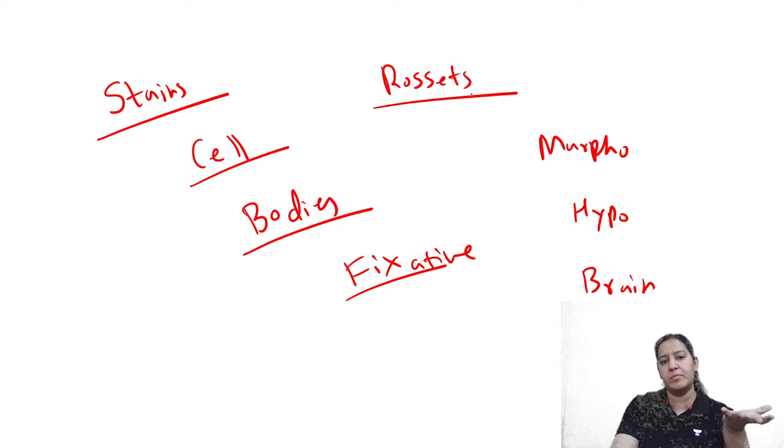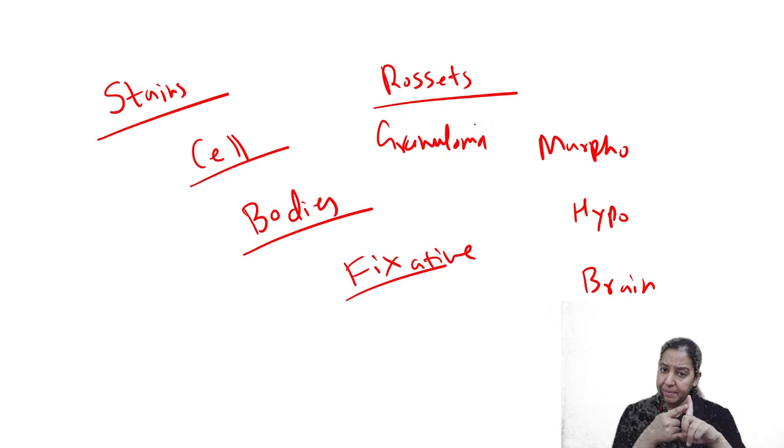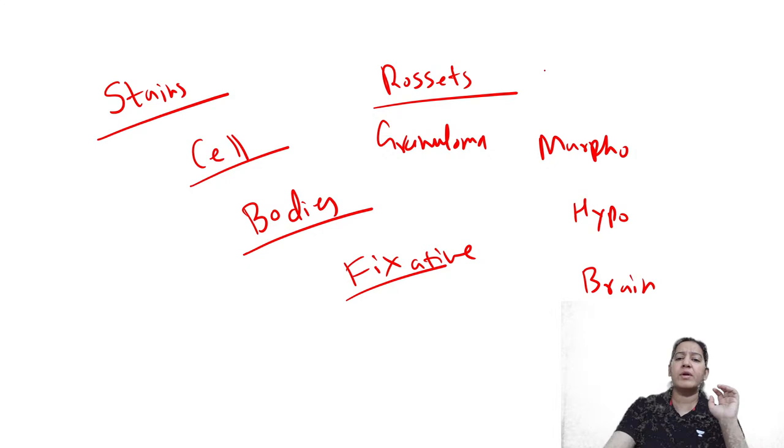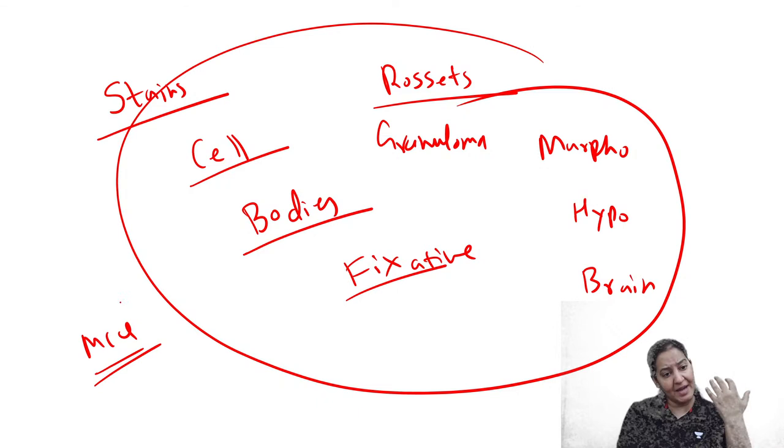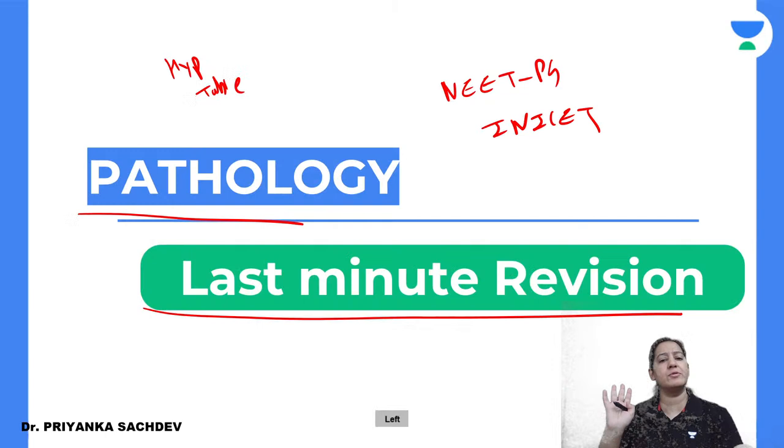Not only this, we have covered everything about the granulomas, the granulomatous inflammation. How many types of granulomas are there? How many examples of granulomas are there? And the types of giant cells. You can expect many, many MCQs in your exam, and many PYQs are also covered in these tables. So you cannot afford to miss it. Now it's time to start lecture number 2, episode number 2 of pathology last minute revision. It's really last minute revision, right?